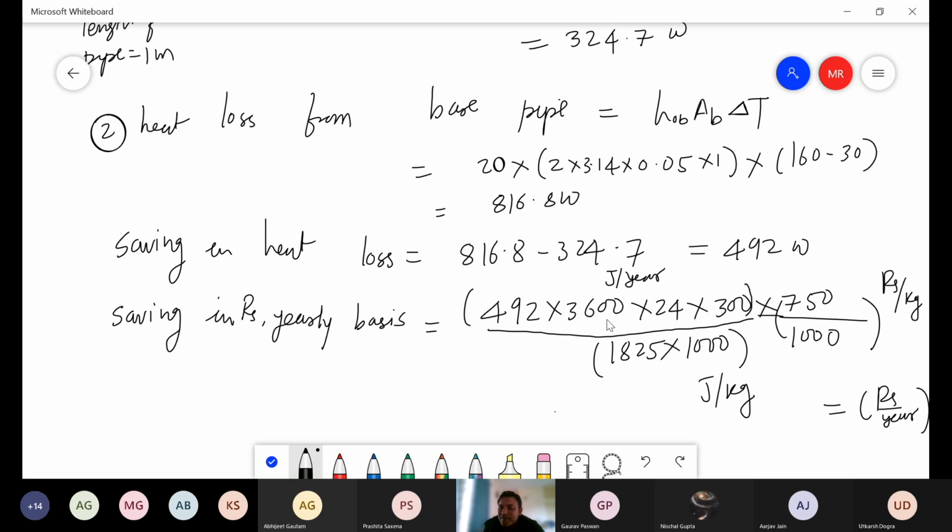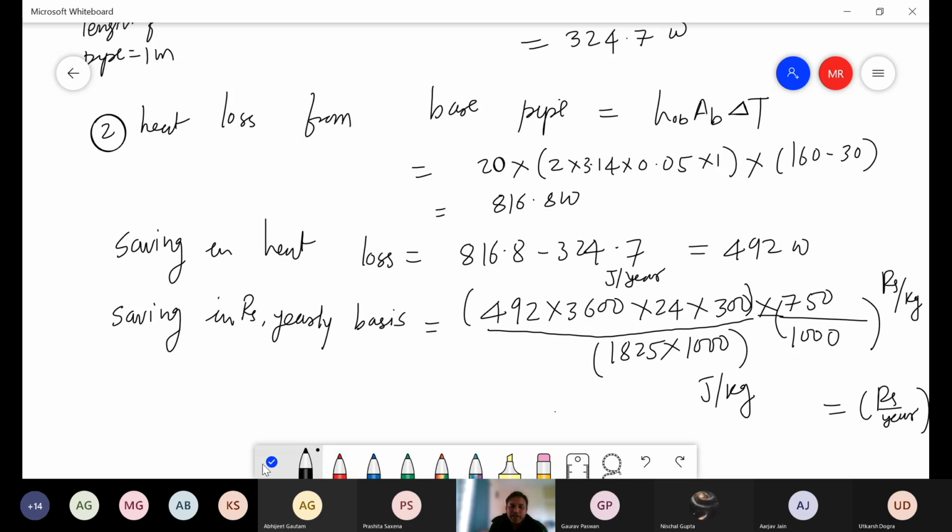Do you agree? Yes, sir. So that's the manipulation. The unit of this first bracket is joule per year. The unit of this second bracket is rupees per kg, and the unit of this denominator is joule per kg. So ultimately, by doing this analysis, what we are going to get is rupees per year. Do you agree, everyone? So that means we are going to save how much?